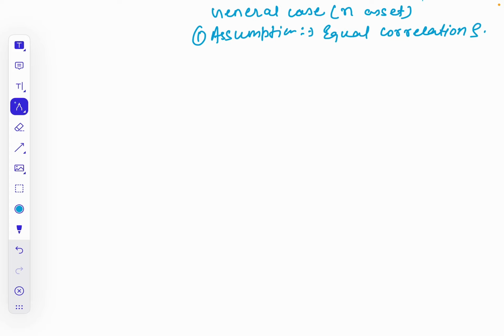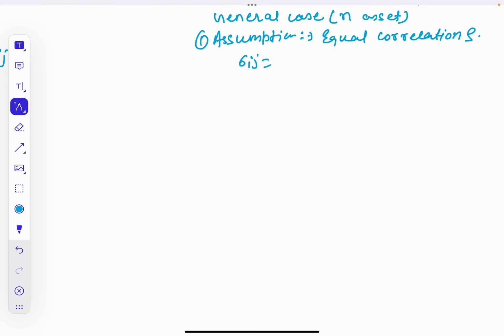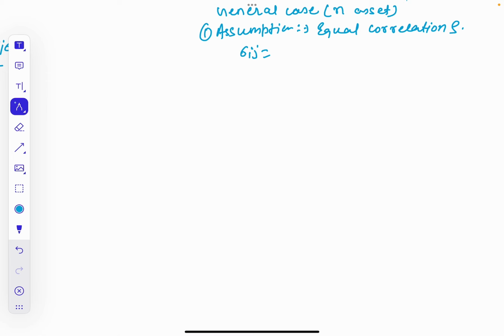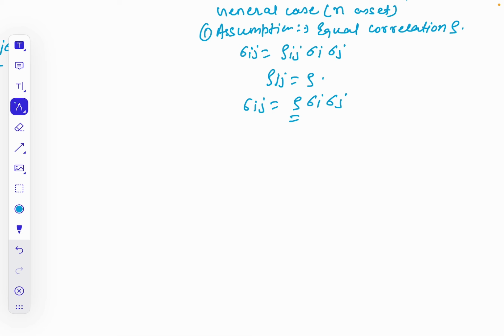So see, this is the covariance term. You can write covariance as rho ij, the correlation, times the standard deviation of i times the standard deviation of j. Now this rho term would be different for different i and j, but here you are given that for all i and j, rho ij are the same. So it is equal to rho. Got it? So you can write any covariance as rho times the standard deviation of asset i times the standard deviation of asset j. Rho will be constant. This is the assumption.